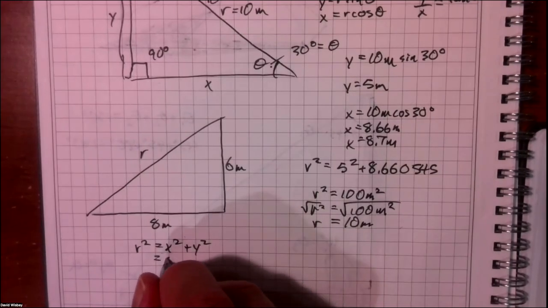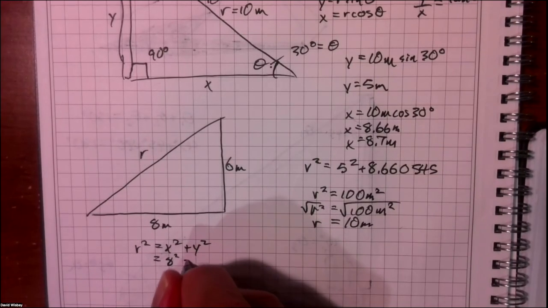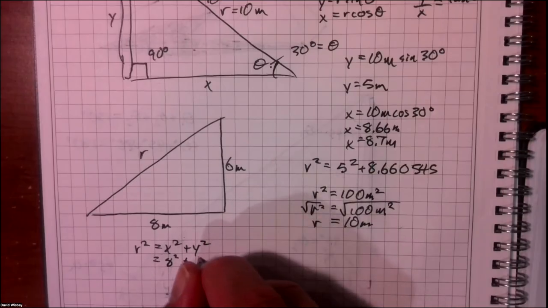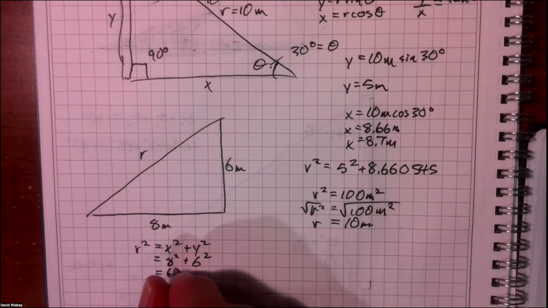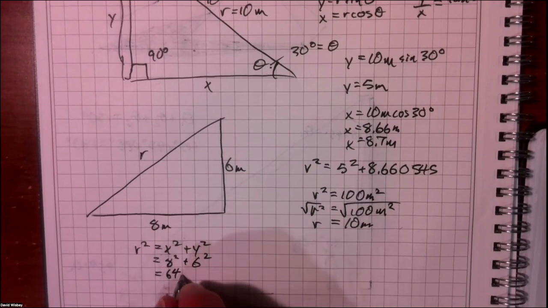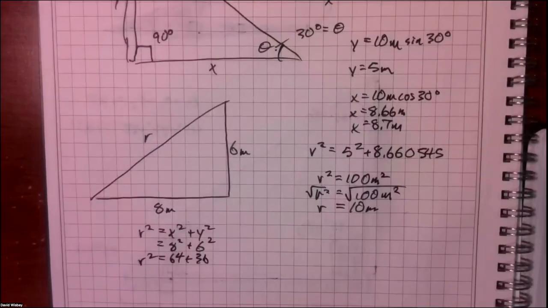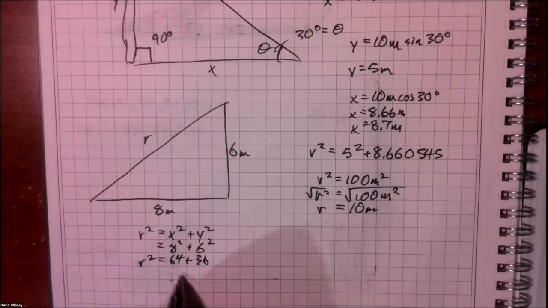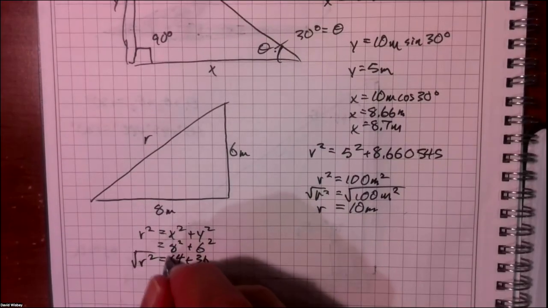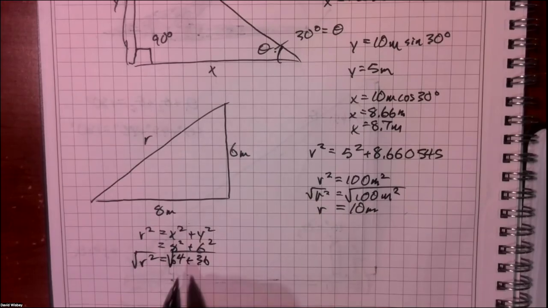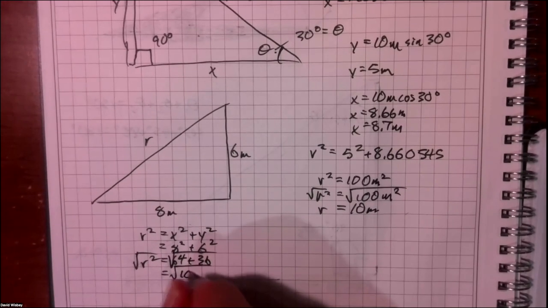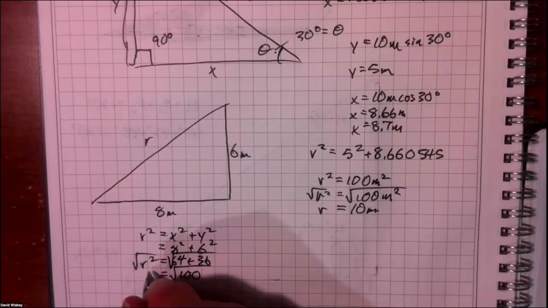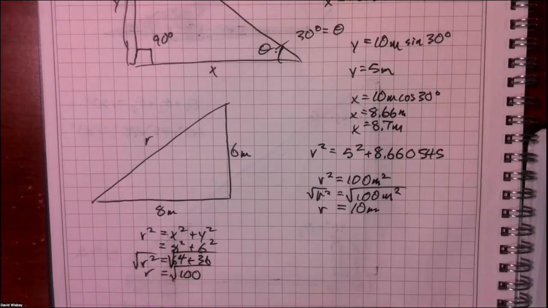All right, so we've got 8 here, so this is 8 squared plus over here 6 squared. Okay, so 8 squared is 64, and then 6 times 6 is 36, and this is r squared over here. Okay, and so now I'm going to take the square root of both sides. So I'll take the square root of this side here and the square root of that side. Well, 64 plus 36 is 100. Okay, so this is the square root of 100, and then the square root of r squared is just r.